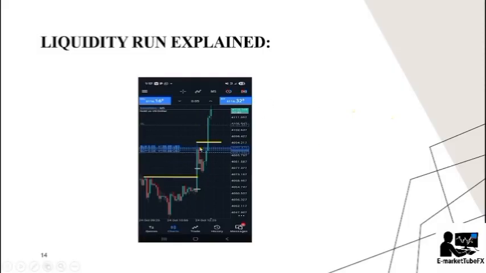If it is a bullish move, the market will continue buying, clearing all the stops on its way until it gets to a new high. Until it reaches or targets a new high, then you see the market reversing. In the case of a bearish move, it will continue to go down, clearing stop losses on its way until it gets exhausted. Then you see the market reversing in a bullish move. So that is the liquidity run.